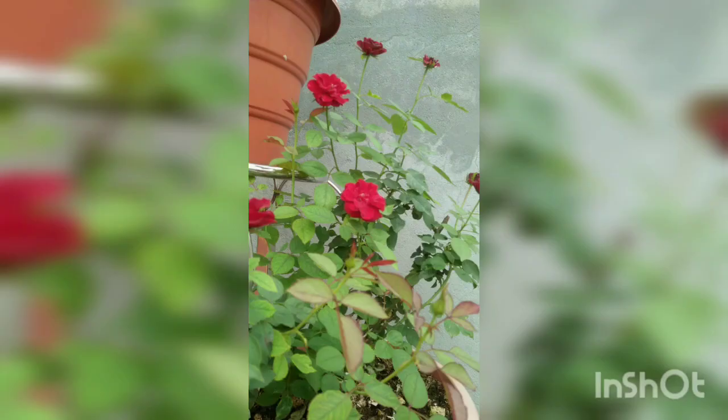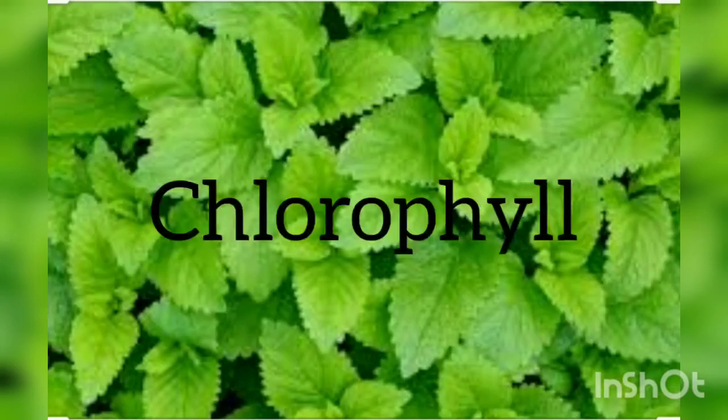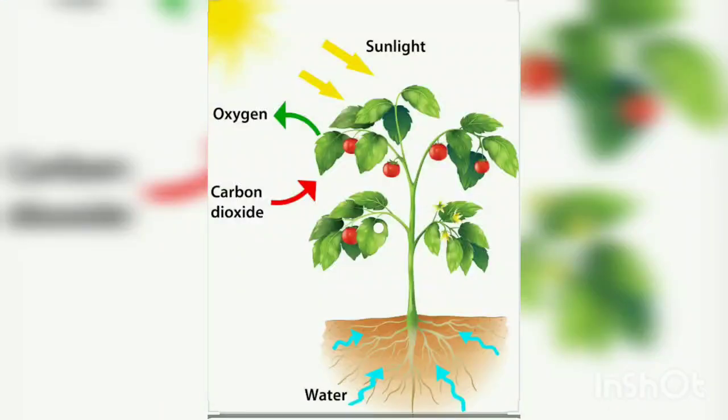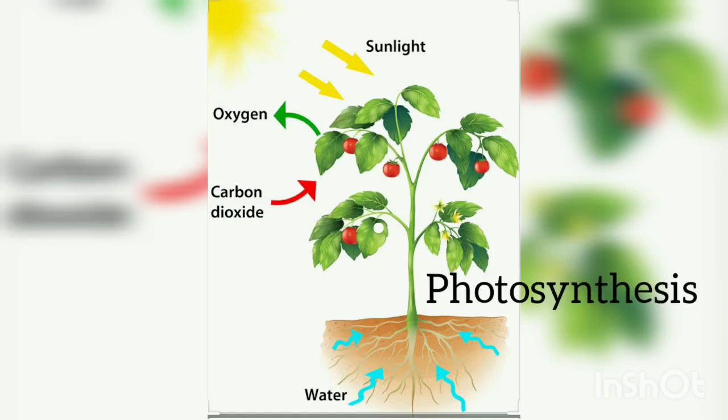Most plants have a green substance called chlorophyll in their leaves. It helps them to make their own food using sunlight, carbon dioxide from the air, and water from the soil. This process is called photosynthesis.